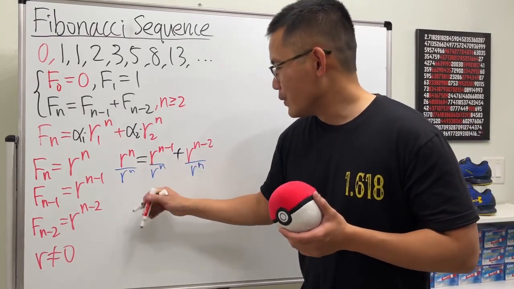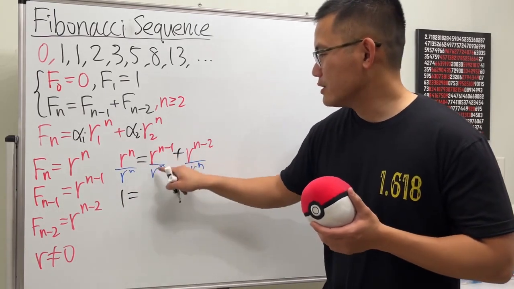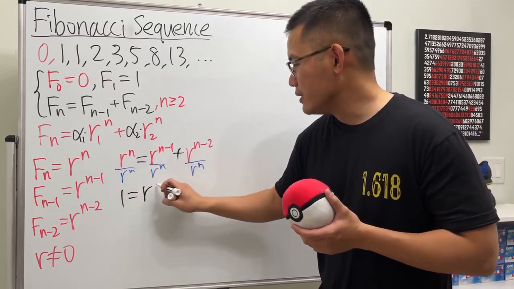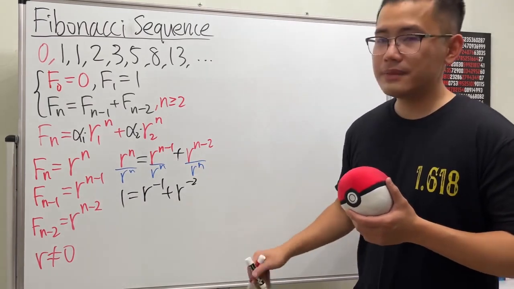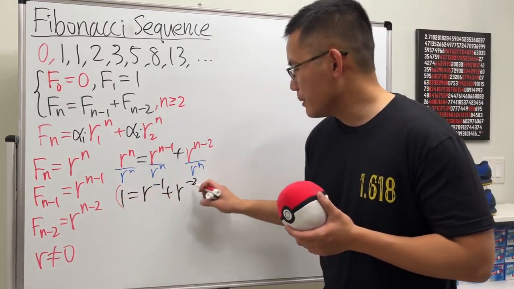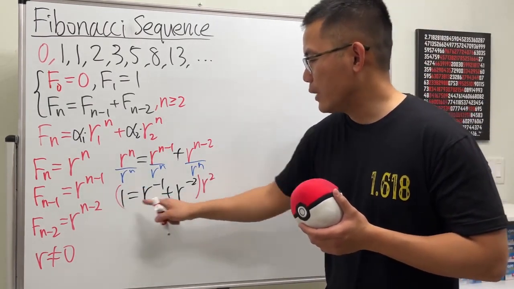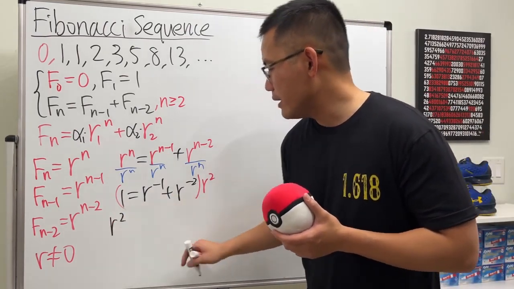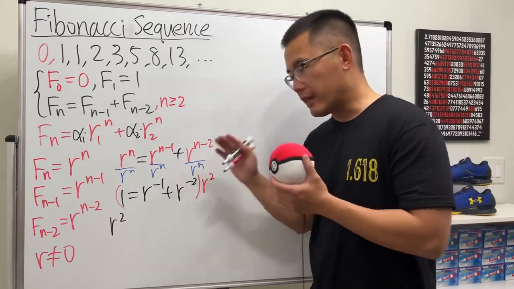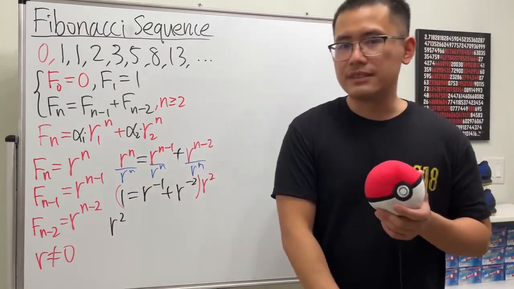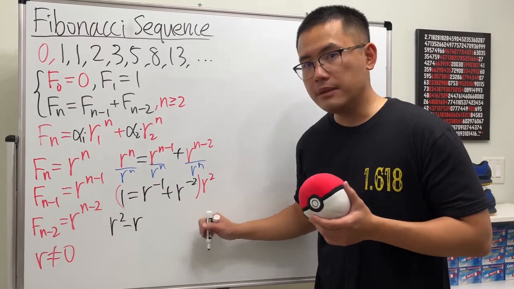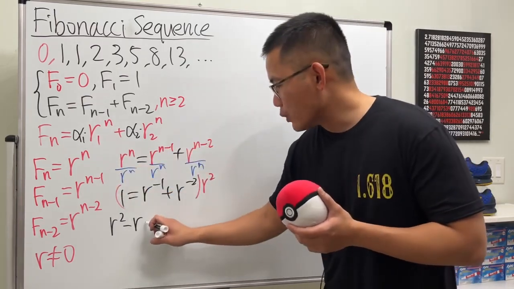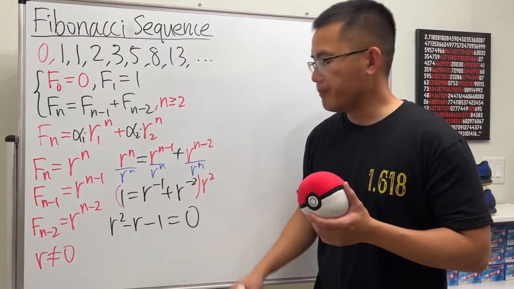So that will give us 1 being equal to, cancel this out, we will still have r to the negative 1 and then plus r to the negative 2. Look at this equation and let's multiply everybody by r squared, and we will end up with r squared, and this times this is r, on the right hand side, but let's put it to the left hand side. So we get minus r. This times this is 1, but again put it on the left hand side. So we have minus 1, and that's equal to 0.